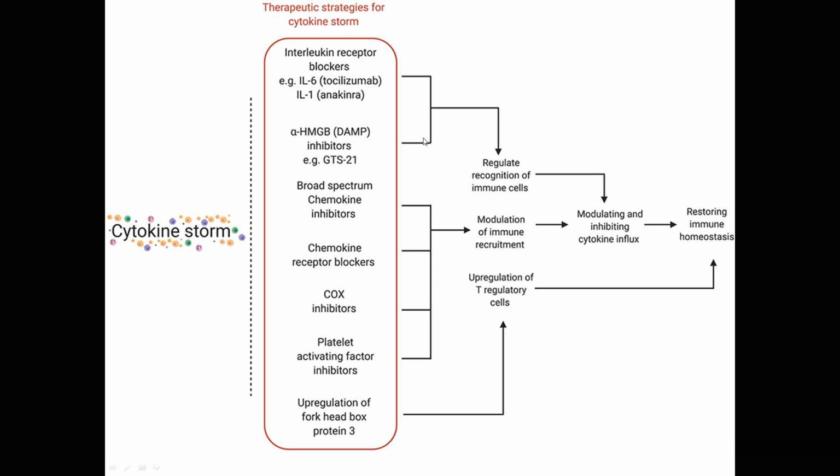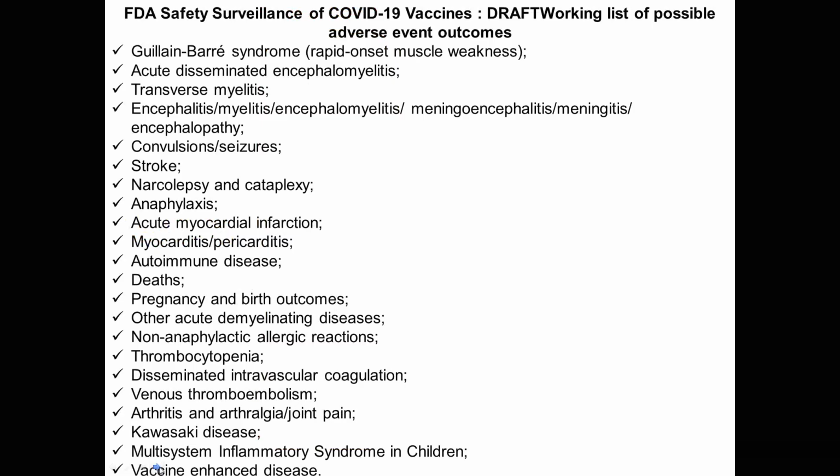However, the cytokine storm may be influenced, for example, by giving interleukin receptor blockers or inhibitors or chemokine receptor blockers. Also, inflammatory mediator inhibitors such as platelet activating factor inhibitors or cyclooxygenase inhibitors. This will cause regulation and modulation through inhibiting of the cytokine influx to restore the immune homeostasis and the normal release of cytokines. This is one approach. The other approach is to elaborate on vaccines. We are now starting the mass immunization by the first vaccines.